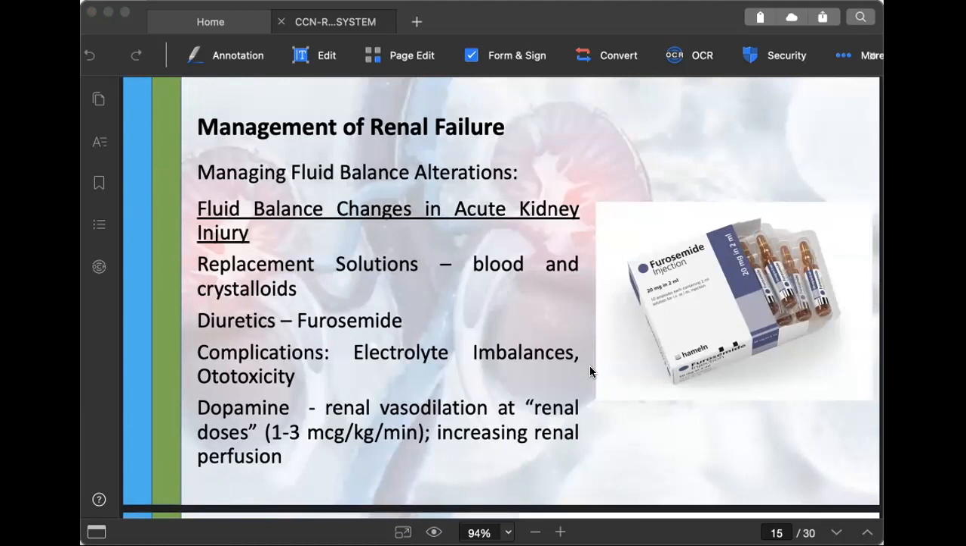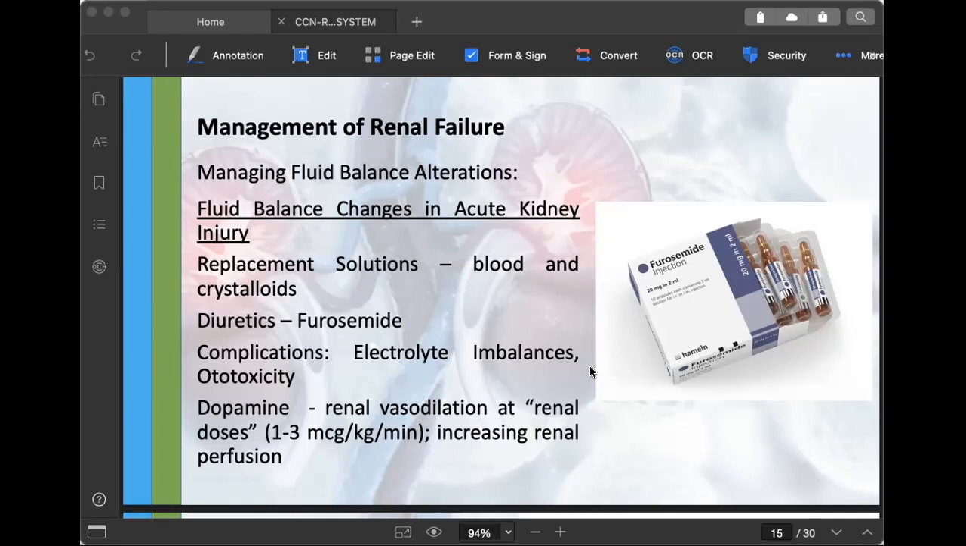Mostly here, patients will be receiving diuretics, specifically your furosemide. Now, what is your furosemide? It is a loop diuretic medication used to treat fluid buildup due to kidney disease. Others, it can be due to liver scarring or heart failure. But in our topic in your CCN renal, this is being used primarily because of the buildup in your kidney diseases. Okay, complications will have electrolyte imbalances, ototoxicity.